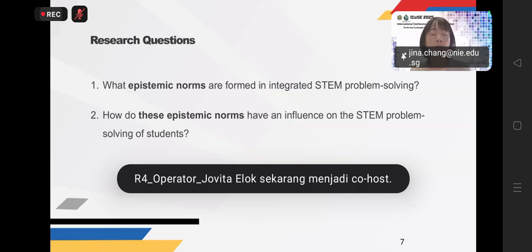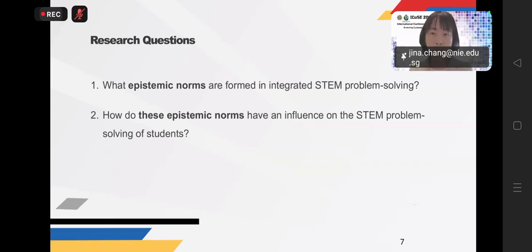So based on this theoretical perspective, we addressed the following questions. Firstly, what norms, epistemic norms, are formed in integrated STEM problem solving? And how do these norms influence the STEM problem solving of students?